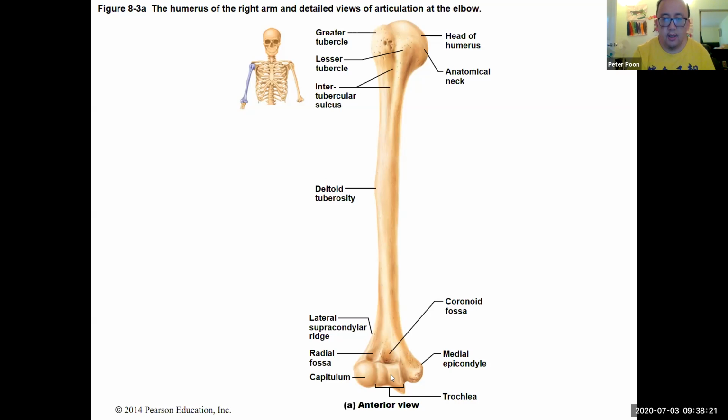This right here is called a trochlea. Trochlea means pulley, and you can see on your elbow there's a pulley system right there.